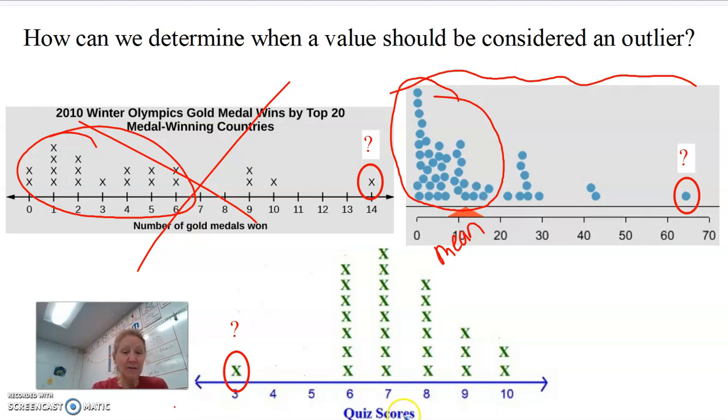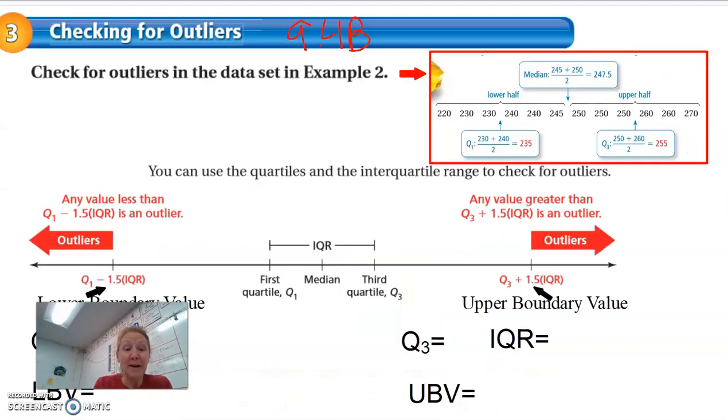So check out these quiz scores, right? Everybody scored between 6 and 10 points out of 10, but one person got a 3. So if I add up all the numbers, it seems like that person who scored a 3 is going to bring down the average, right? Does that really represent how people did on a quiz? Maybe not. That's what we're looking at mathematically.